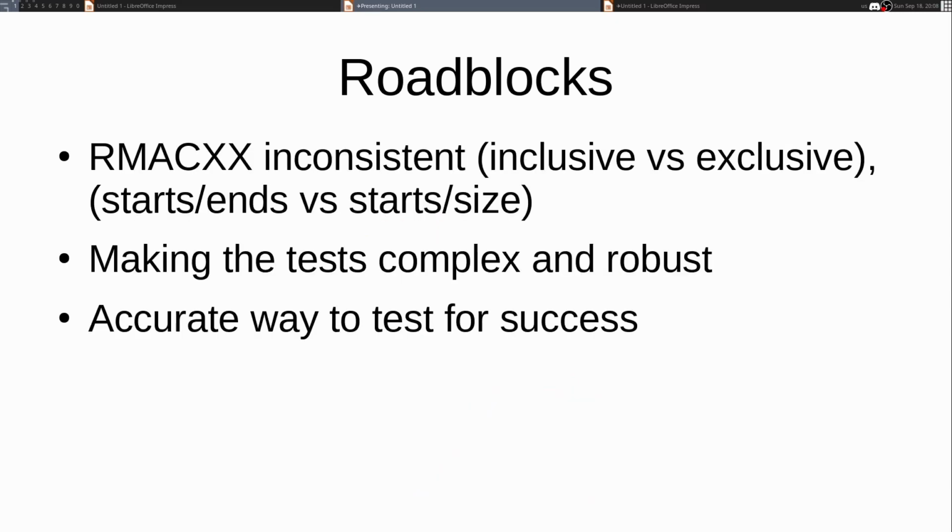Another roadblock is we realized Armax is very inconsistent. Initially, we thought it used both inclusive and exclusive coordinates. However, we realized that all coordinates are actually inclusive. The problem was there are start and end coordinates, and sometimes there are starts and size coordinates. And when you have both of these mixed together, it can get a little bit confusing since the same set of coordinates will look different in different areas of the code.